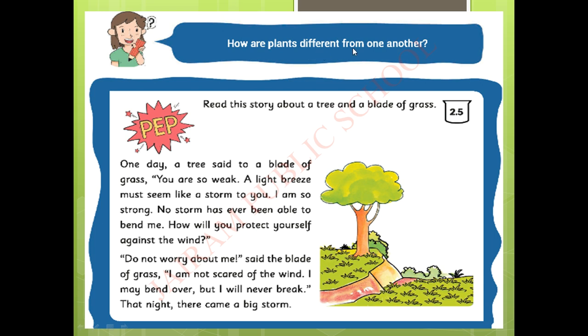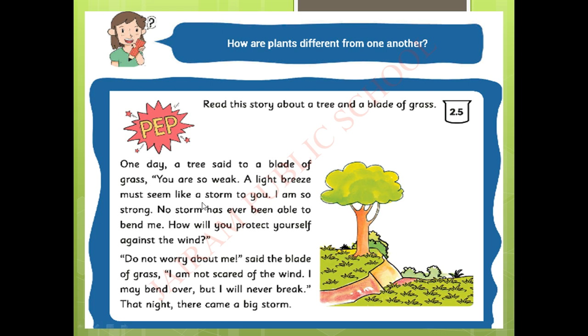How are plants different from one another? So children, do all the plants look the same? No. Some plants are tall, some are strong, some are small, some have different types of flowers and fruits, and their branches and stems will be thick or thin. So it is different from plant to plant. So all the plants are different from one another.